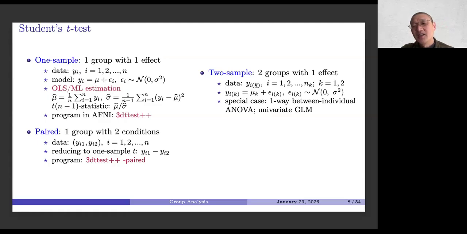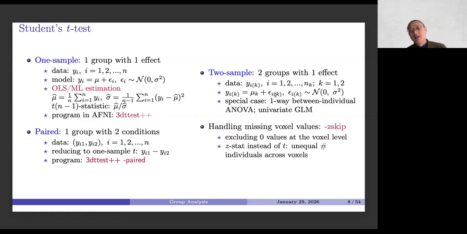We use the parenthesis index to indicate each participant is in one group or the other, but not both. That's why it's called a between-individual factor. The model is different from the one sample t-test because we have two indices, so we need to handle the residuals a little bit differently. In this case, it's a special scenario of a one-way between-individual ANOVA, or you can call it a general linear model, just a special case with a slope. That slope is basically the difference between the two groups.